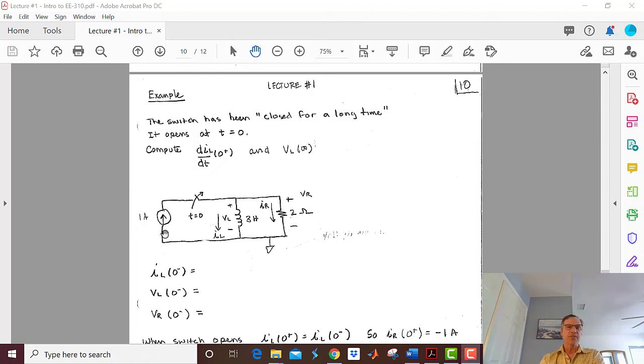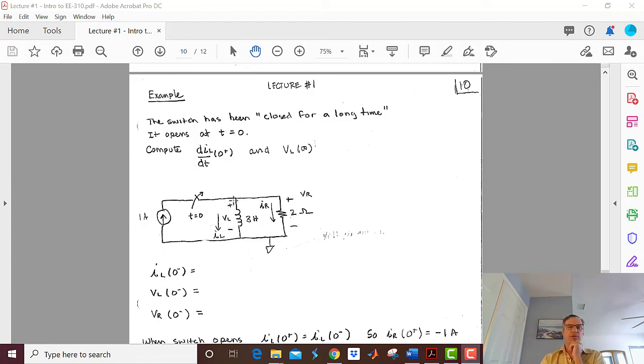So what do I see? I see 1 amp here. Here's a current source. And at T equals zero minus, this current is flowing here, and let's see.